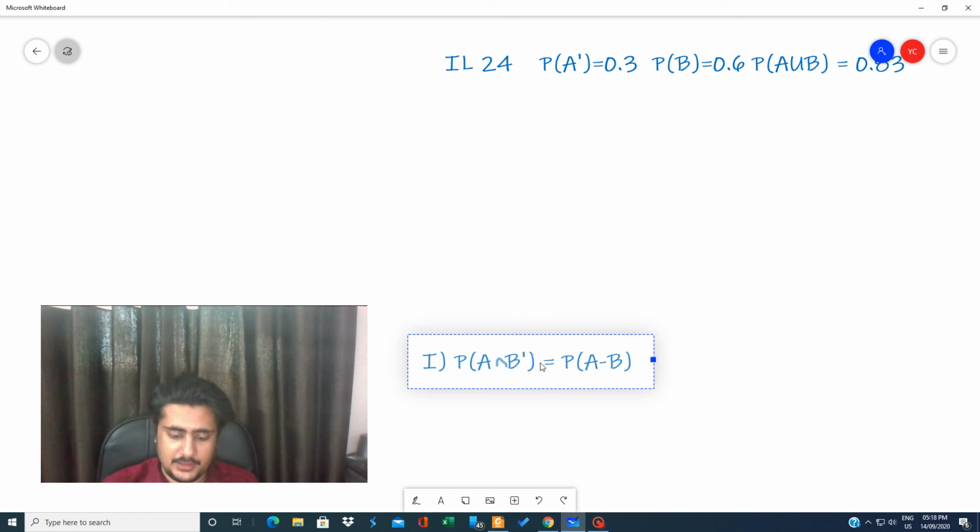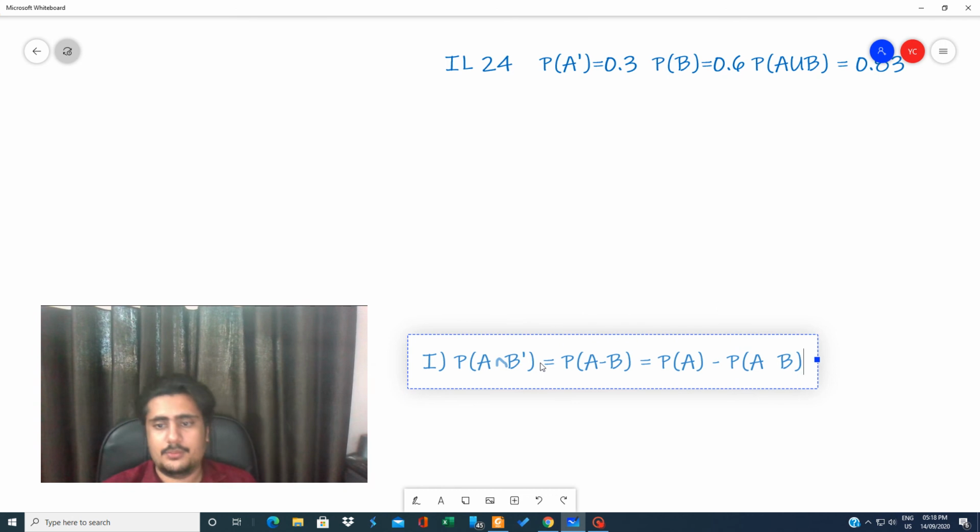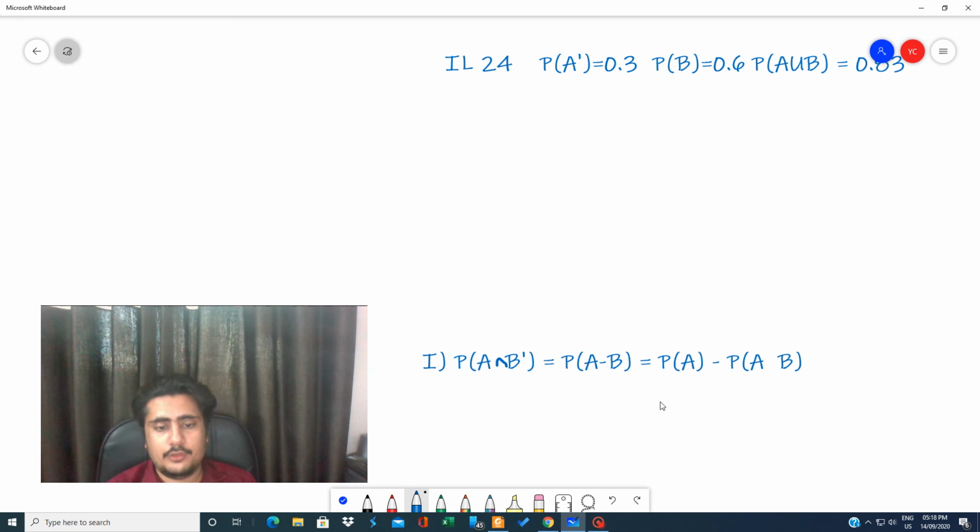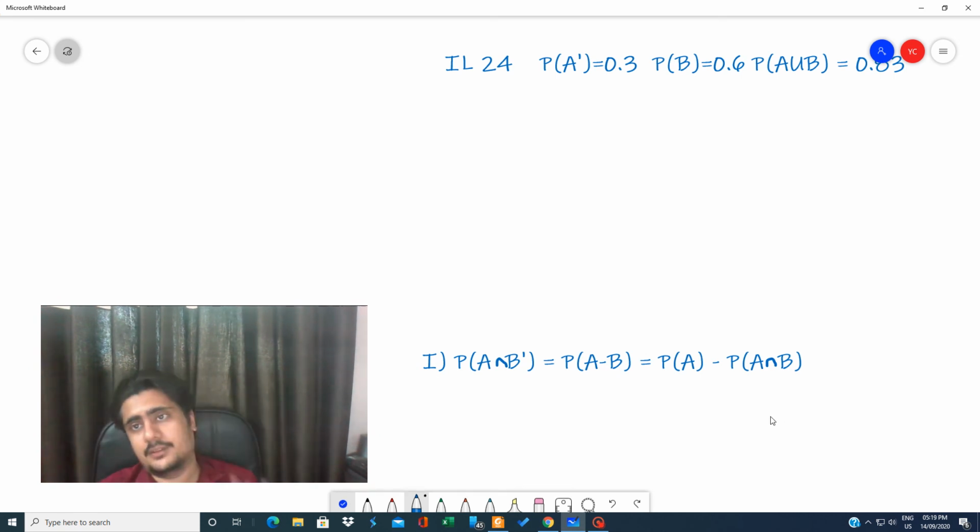Now, if you want to solve A minus B, how will you solve it? It is P of A minus P of A intersection B. So for this, you need this A intersection B. You don't have A intersection B in the question. You can check it. Okay.